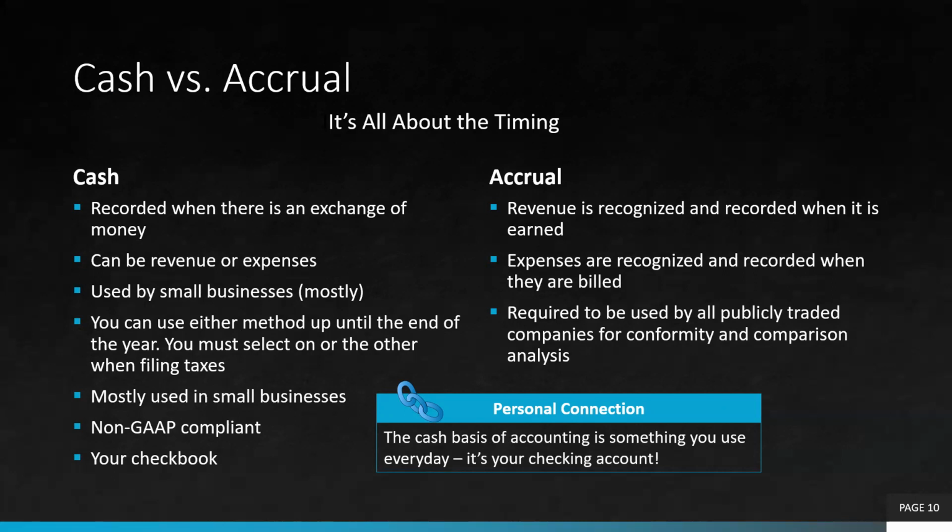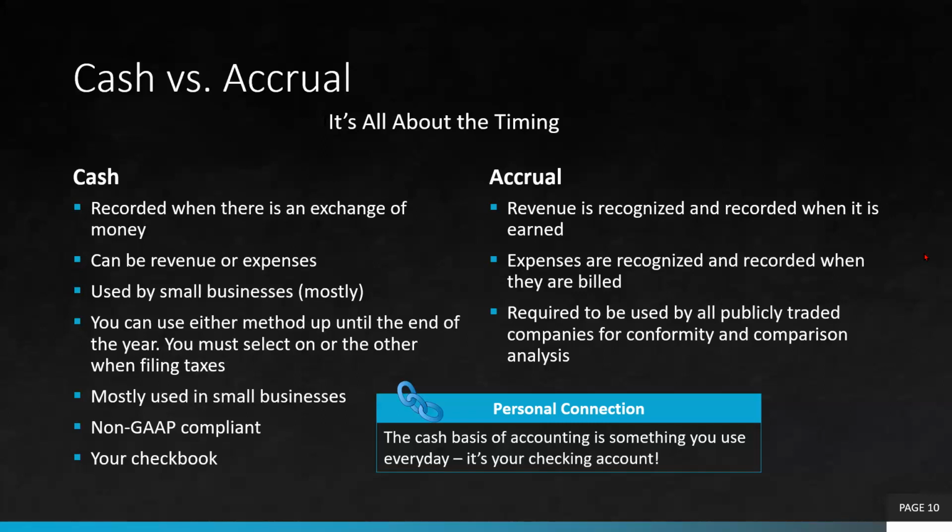It's non-GAAP compliant, which are rules that have been established by the Securities and Exchange Commission. And as I stated, it's similar to your checkbook. So when you get your paycheck, you make a recording of revenue of what your paycheck amount is. And when you pay your electric bill, you make a recording, and that's cash going out. Under the accrual methodology, revenue is recognized and recorded when it is earned, and expenses are recognized and recorded when they are billed. And it's required to be used by publicly traded companies for conformity and comparison analysis.